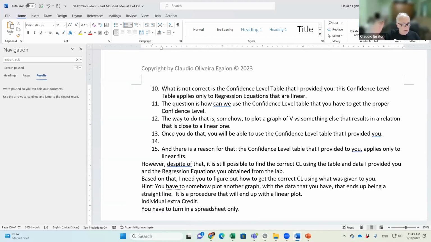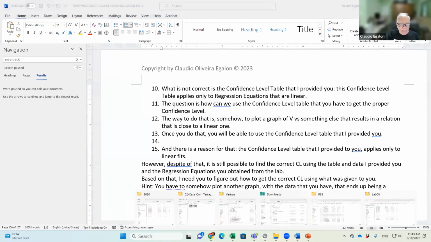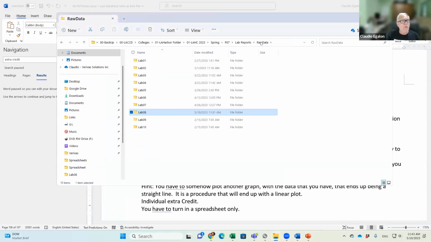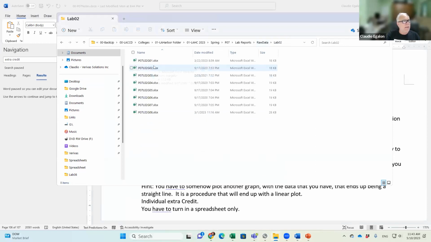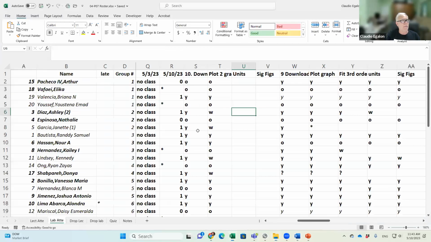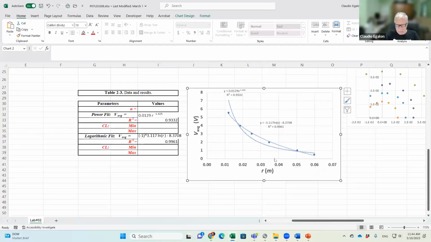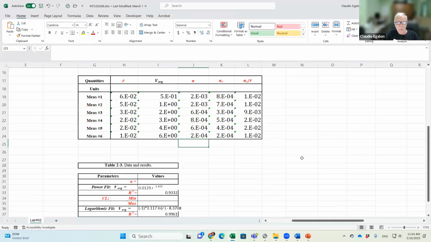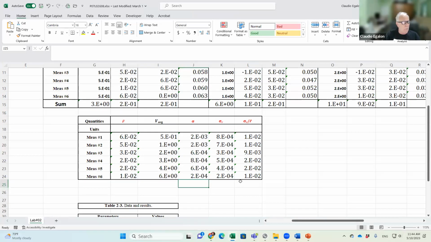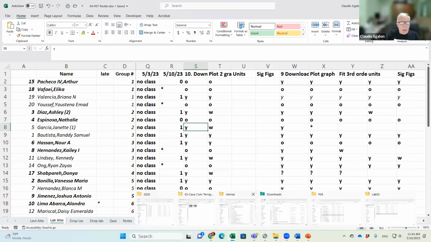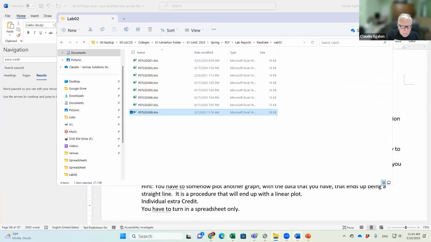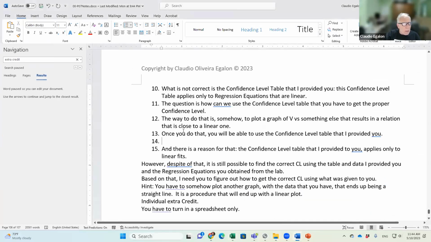Now let me give you some more hints here. I'm going to bring the lab 2 here. Oh, I shouldn't have that here. Let me erase. So for lab 2, let me fix one thing here. The way to do that is to somehow plot a graph of V versus something else that results in a relation that's close to a linear one. Okay.